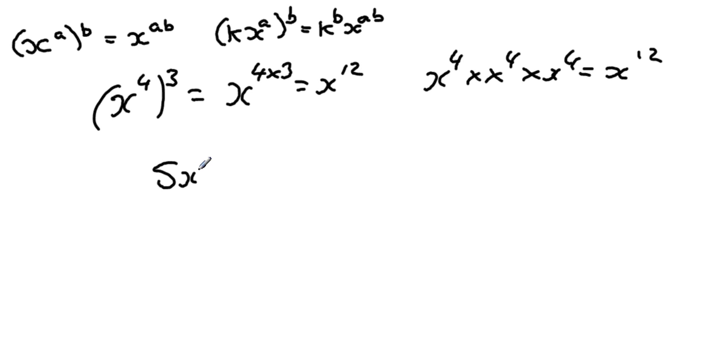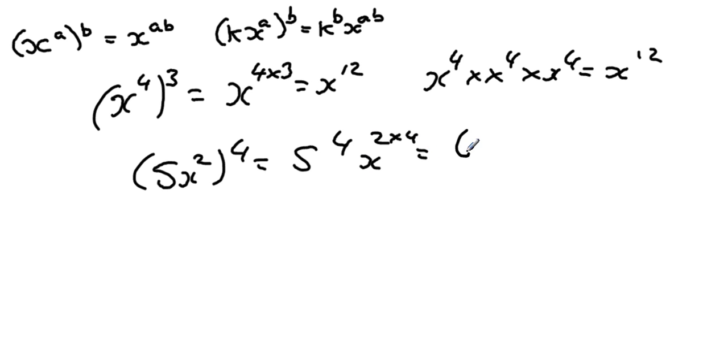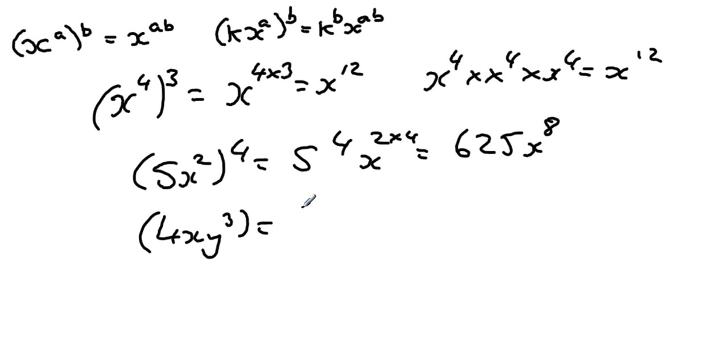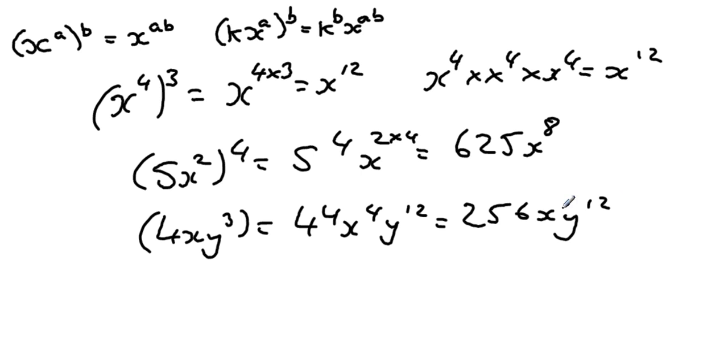Okay, 5x squared to the power 4 is just going to be 5 to the power 4, x to the power 2 times 4, so that's going to be 5 to the power 4, 625, x to the power 8. Another example, 4xy cubed to the power 4, then it's just going to give us 4 to the power 4, x to the power 4, y to the power 12, so that's 256 x to the 4 y to the 12, put the 4 back in as well.